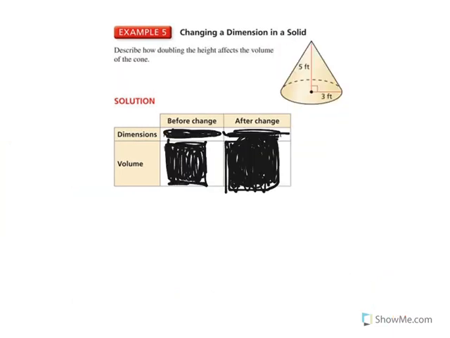Alright, so example 5. Describe how doubling the height affects the volume of the cone. Now, on this one, you can't actually use the PAV one because we're not actually changing both dimensions. We're only changing one of them. So this one you actually need to look at your dimensions.